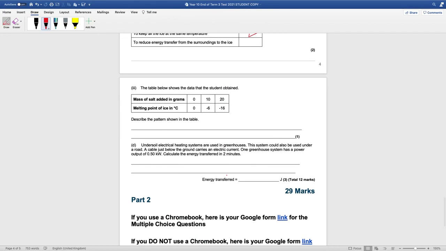Describe the pattern. As the mass of salt rises, the melting point falls. That's all you can say. You cannot say proportional, because it clearly isn't, or inversely proportional, because again it isn't. It is not falling by equal proportions. So it is not inversely proportional. So don't try to be clever unless you know it's inversely proportional. I won't say so.